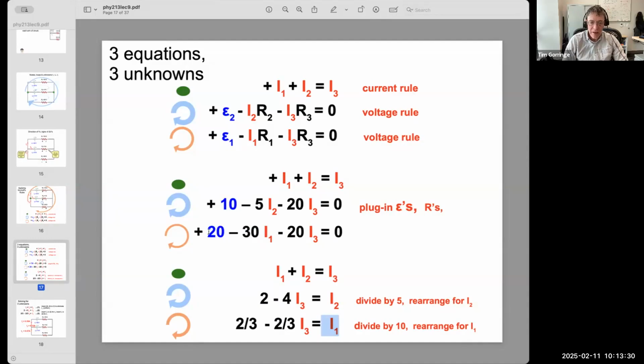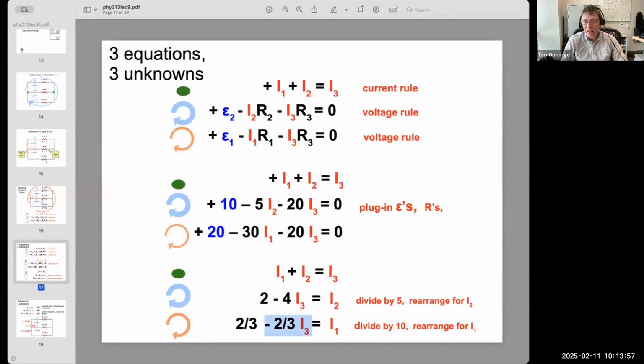The 20 here, divided by 30, just becomes 2/3. 20 over 30 is 2/3, and it's a positive 2/3. I kept it on the same side. Then finally, this one here, if I divide that by 30, that's going to be 2/3 I3. It's a negative sign, and so it's minus 2/3 I3.